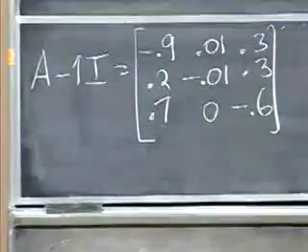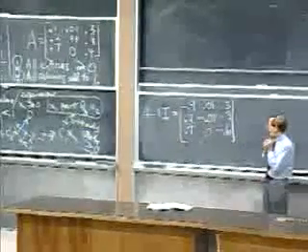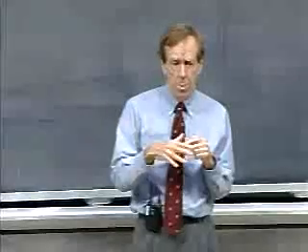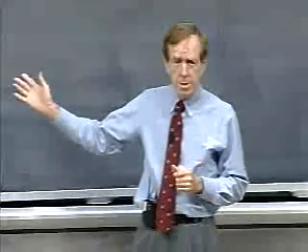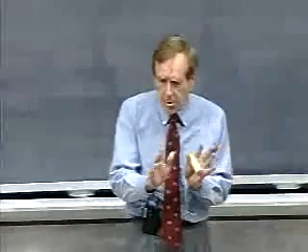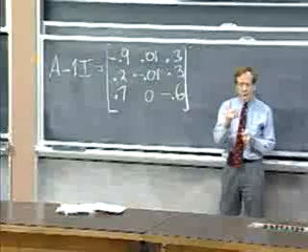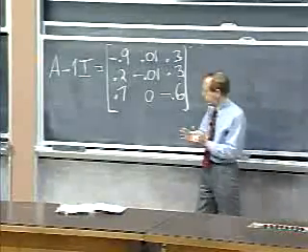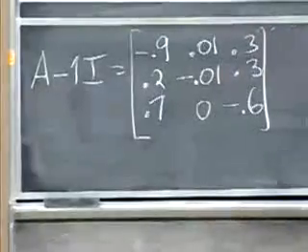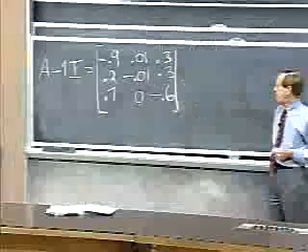I've shifted this Markov matrix by 1, by the identity. And what do I want to prove about this matrix? I believe it's singular. If A minus I is singular, that tells me that 1 is an eigenvalue, right? The eigenvalues are the numbers that I subtract from the diagonal to make it singular. Now, why is that matrix singular?